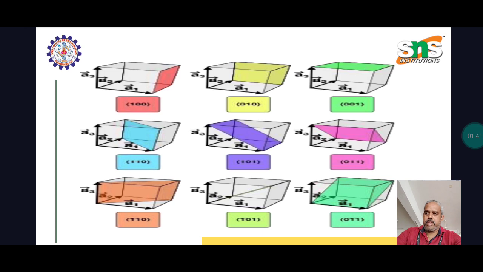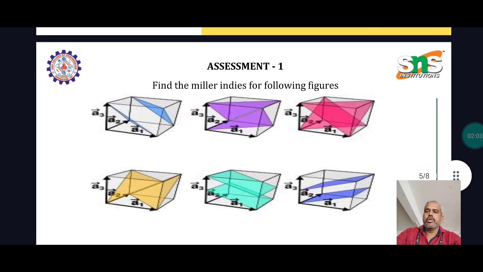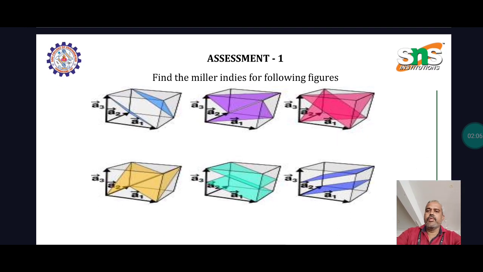In Miller indices, 1, 0, 0 is the plane opposite to x and y. Then 0, 1, 0 is the plane opposite to y. So this is a form of formation, and the inverse also has to be added from this diagram. This is the assignment we have given to our students: to find the Miller indices values based on this picture.